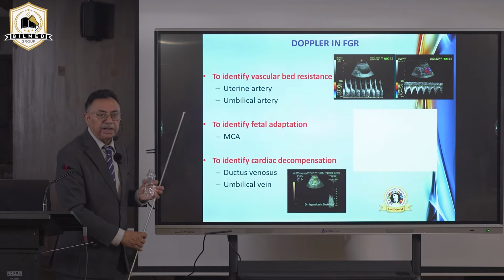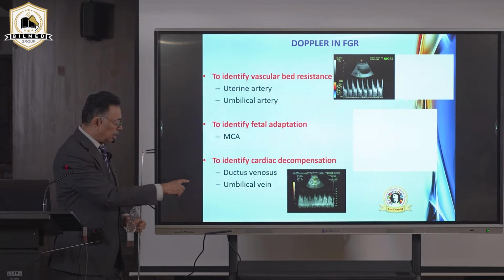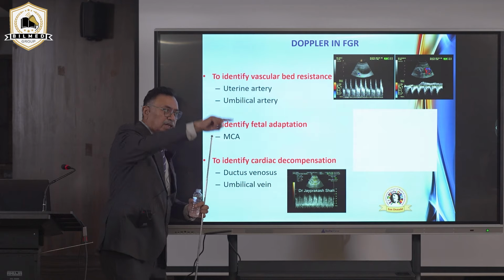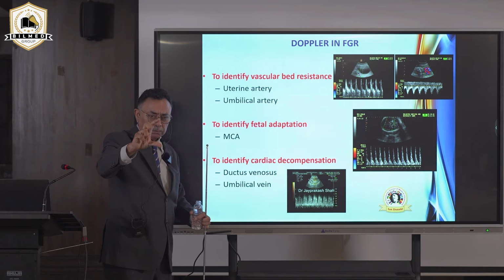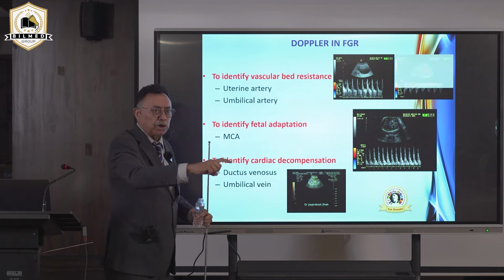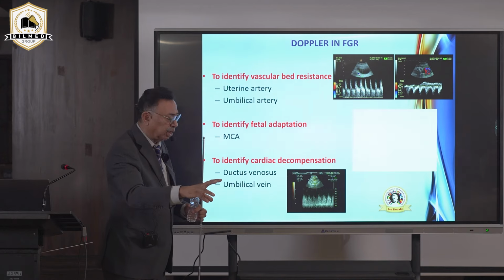Then we look at the cardiac decompensation or fetal death: ductus venosus and vein. So ductus venosus is M-shaped and the diastole should be 50%. If it is less, hypoxia is occurring. If it is zero, acidosis is occurring.